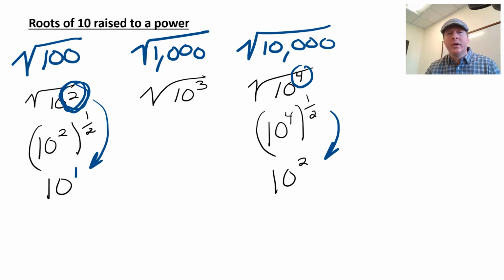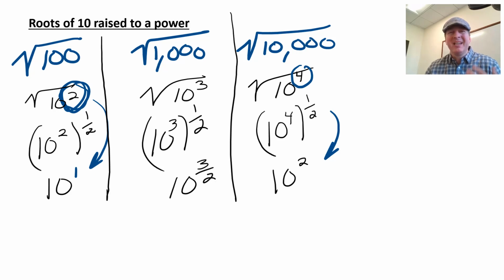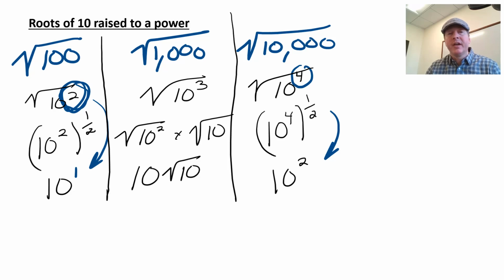Now, that's all well and good, but how about the square root of 10 cubed? Well, if I write this as 10 cubed raised to the power of 1/2, I have 10 to the 3/2, but that's kind of ugly. That doesn't seem to be very helpful. There's another way you want to write it. The square root of 10 cubed is the same thing as the square root of 10 squared times the square root of 10, which is what? The square root of 10 squared is simply 10. So 10 times the square root of 10.